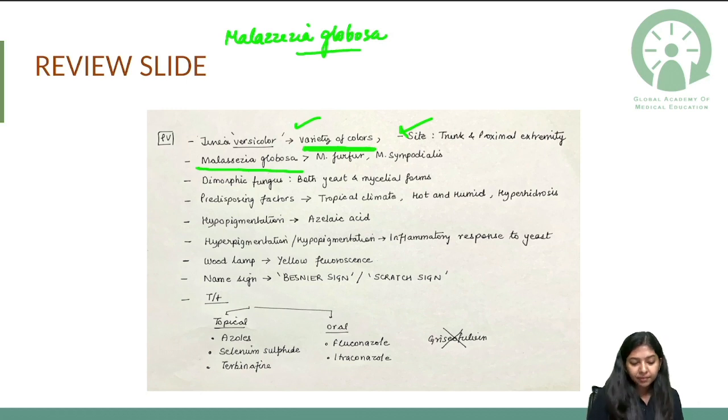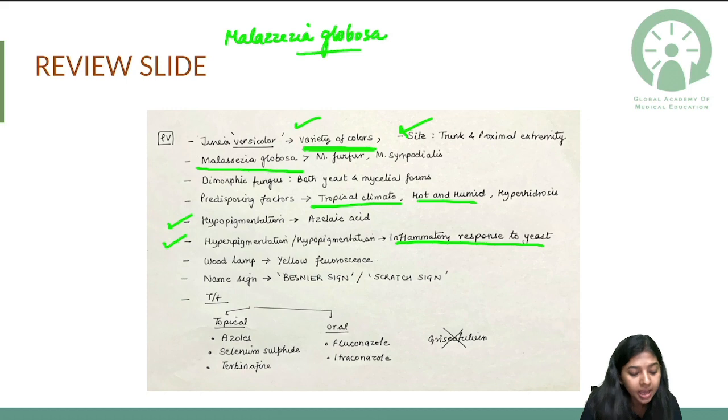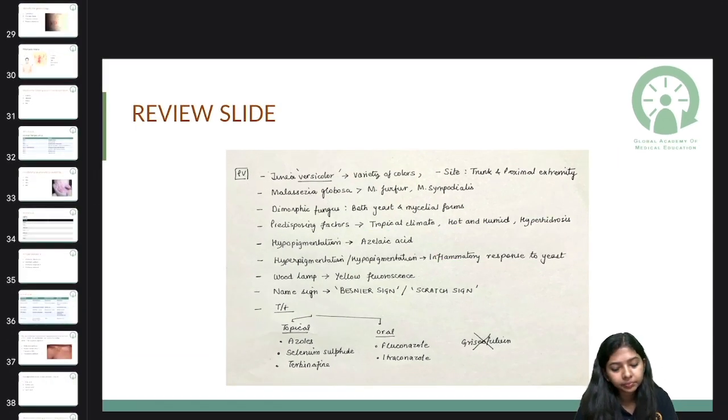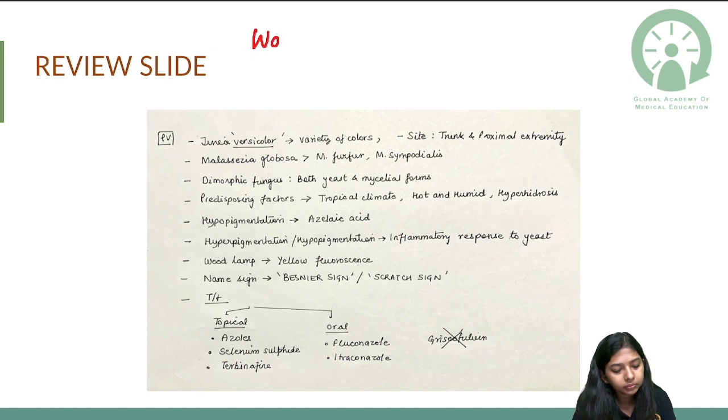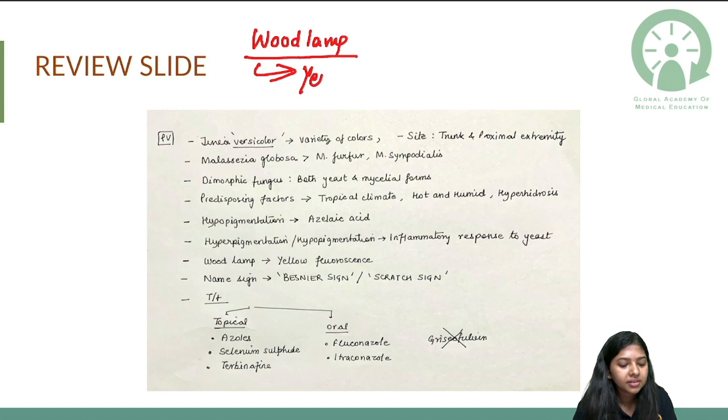Then it's a dimorphic fungus, which is why you get a spaghetti and meatball appearance. Predisposing factors would be hot and humid climate, right? Tropical, hot and humid, warm climate. And hypopigmentation is because of azelaic acid. Hyperpigmentation is an inflammatory response to the yeast. Wood's lamp, very important. Wood's lamp finding of pityriasis versicolor, you get a yellow fluorescence.